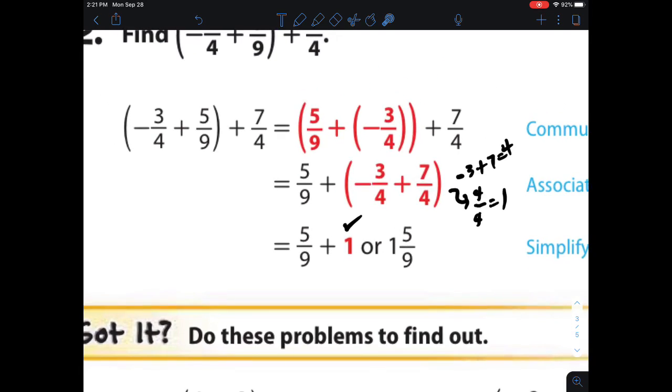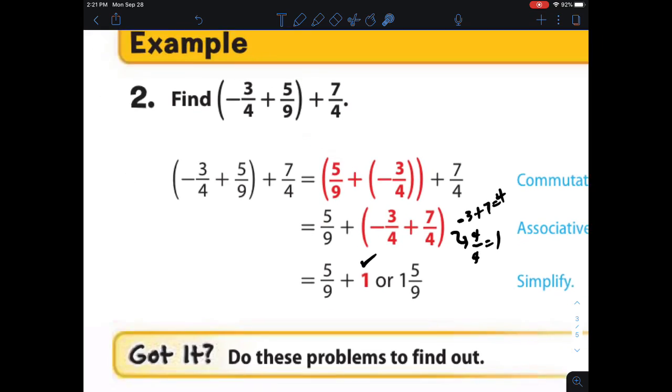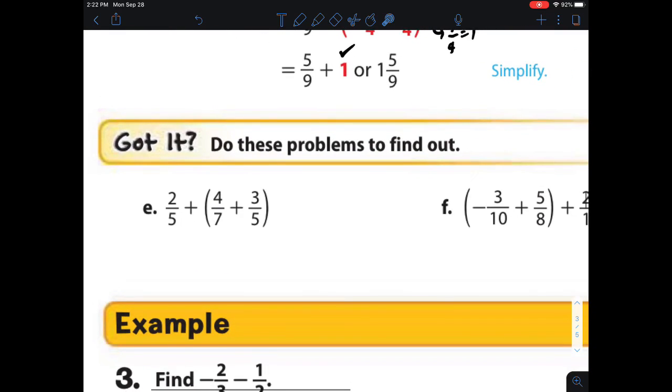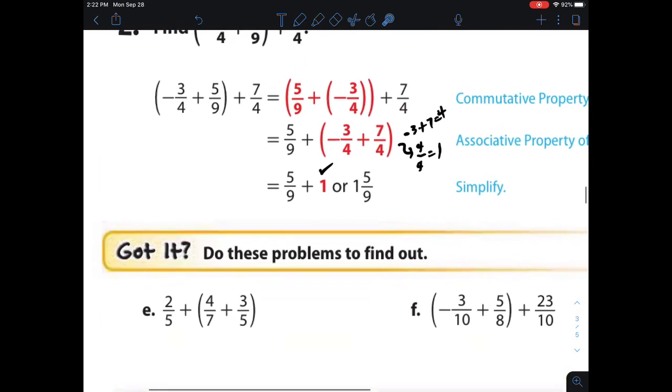So again, to recap on this problem, first you need to add the two fractions with the same denominator, negative 3/4 plus 7/4, and then after adding them, add the remaining fraction. So negative 3/4 plus 7/4 is the same as 4 over 4, or equal to 1. And if you add 1 plus 5/9, it will give you 1 and 5/9. So do the problems on the Got It, E and F, and let's see if you understand that particular example.